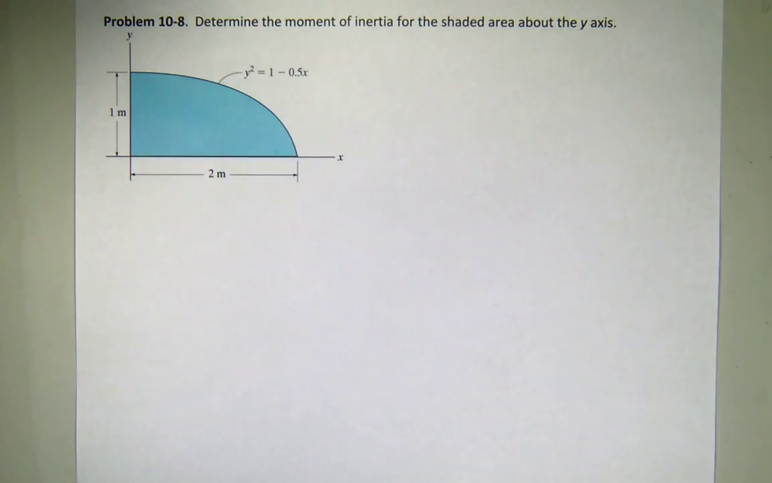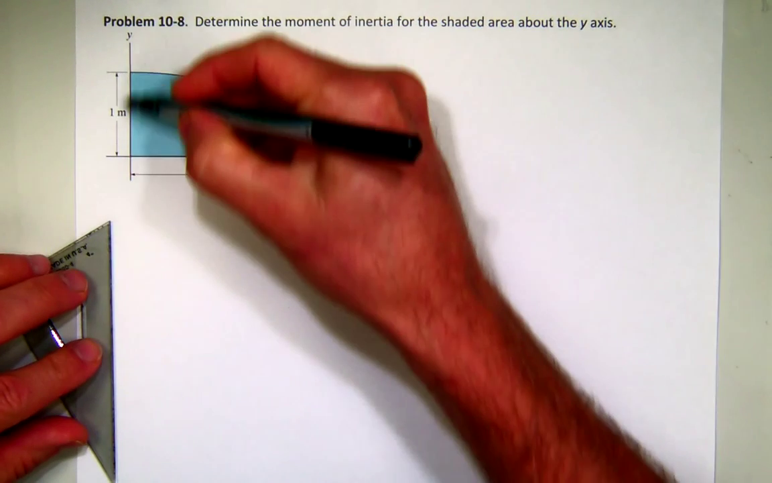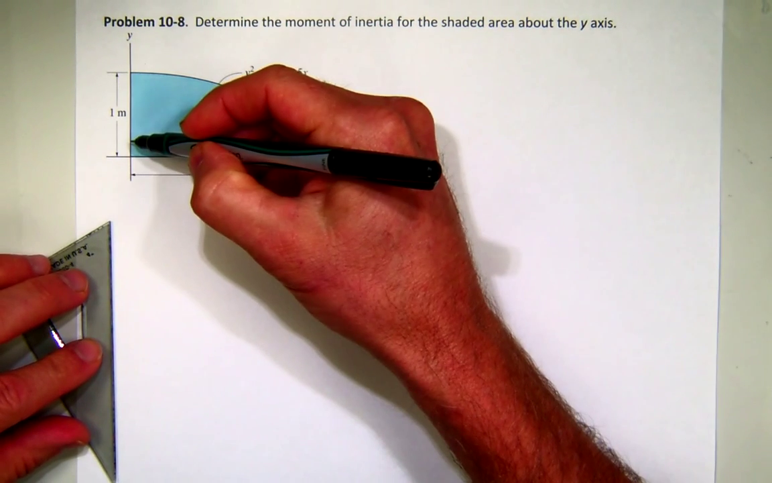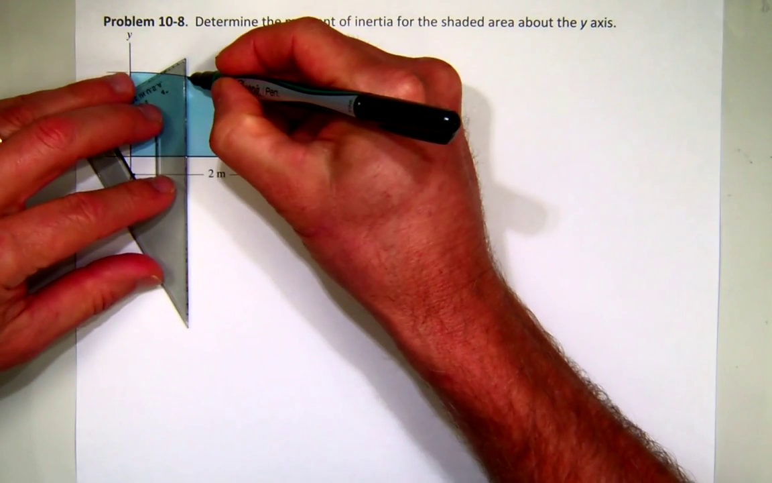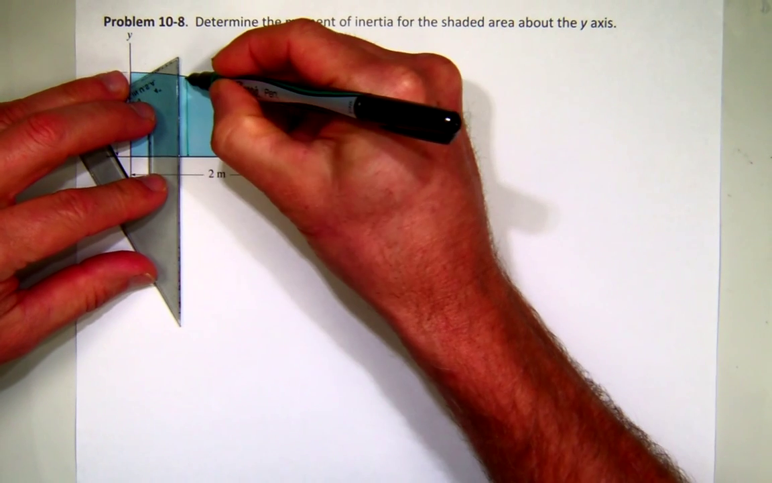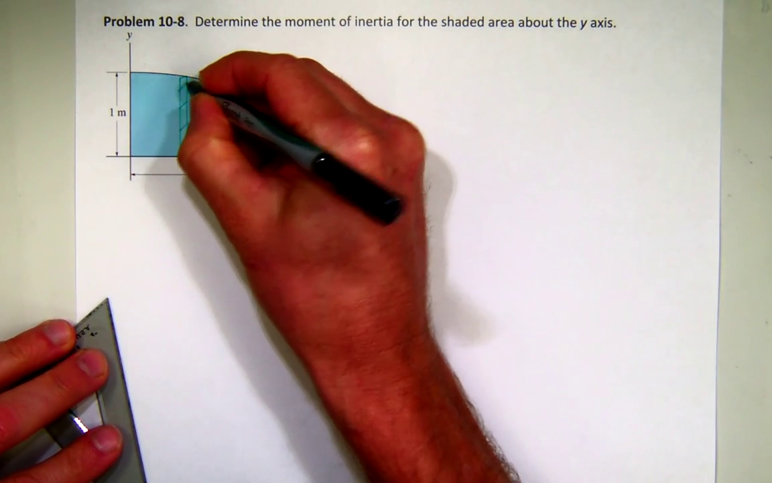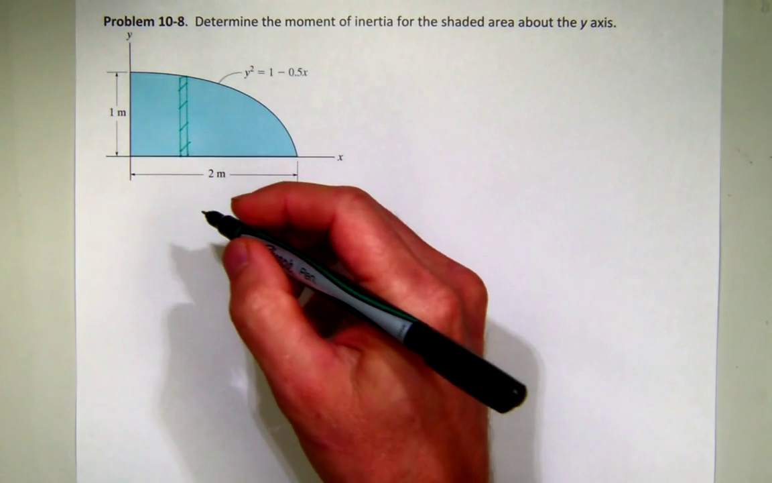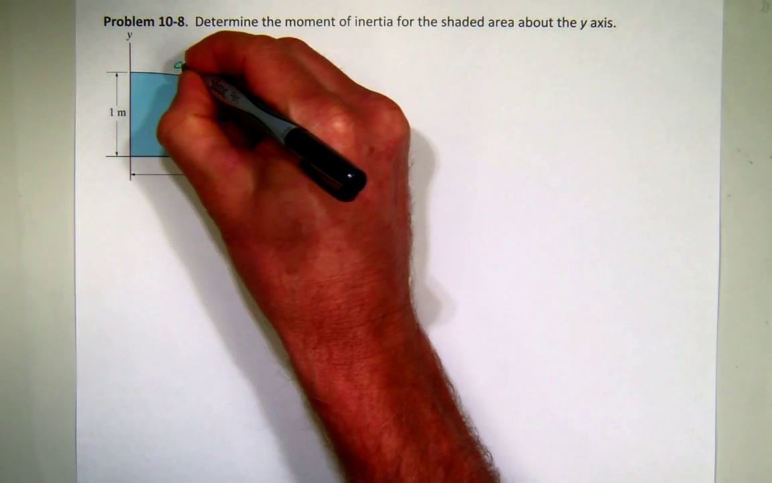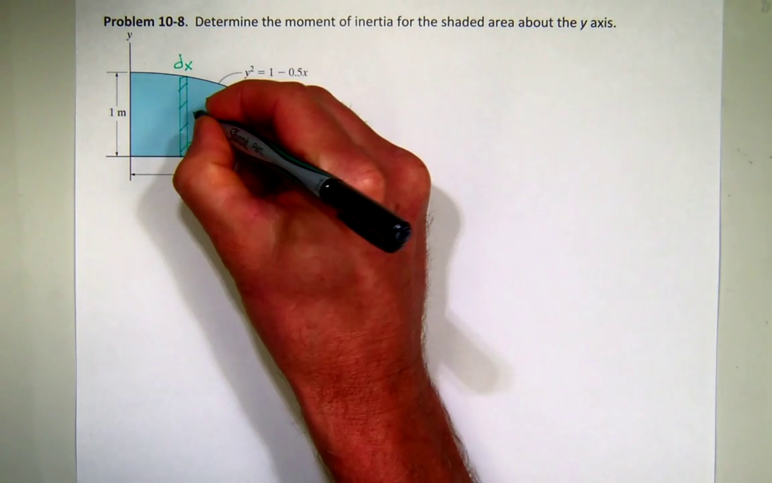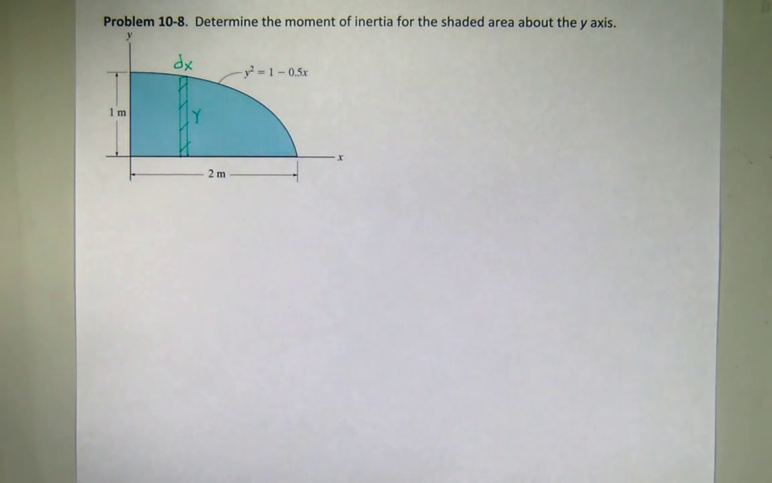Alright, so let's find the moment of inertia of the shaded area about the y-axis. If we follow the strategy I proposed earlier, then if you want the moment of inertia about the y-axis, you would draw a block parallel to that. This is the differential area we're going to work with first, and it would be dx wide and y tall.